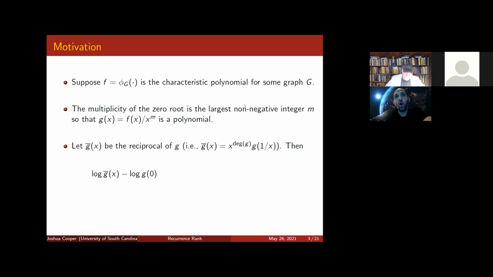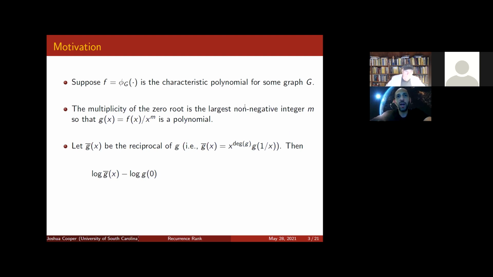Let me write bar over a polynomial for its reciprocal. The reciprocal of a polynomial is the polynomial you get by reversing its coefficients. It's also the polynomial whose roots are the reciprocals of the roots of g. Of course, if 0 is a root, you have a problem, but we're getting rid of the zeros here, since g is f divided by x to the m.